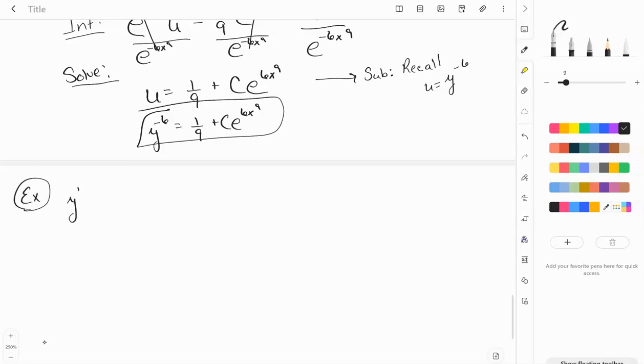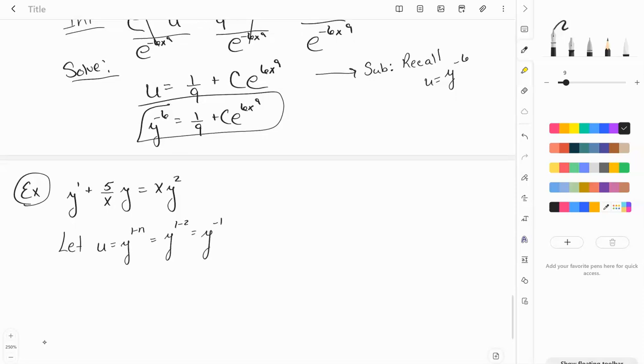We're going to let y prime plus 5 over x y equal x y squared. So again, this is a Bernoulli differential equation. We know it is because we've got this y squared attached to this function of x. So that's your key. So technique, let u equal y to the 1 minus n. n is the exponent on this y. So it's going to be y to the 1 minus 2, which is y to the negative 1.